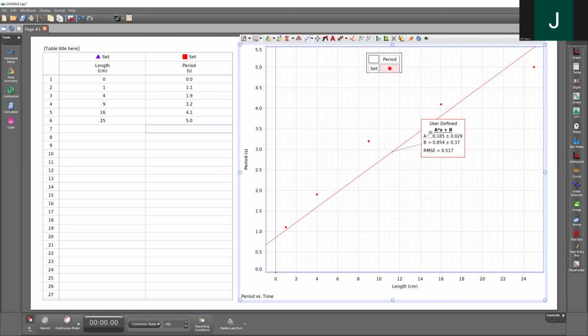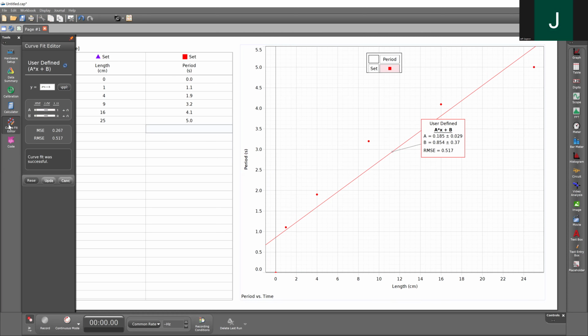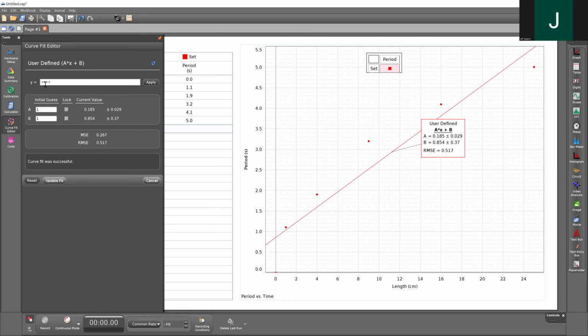By default, it assumes it's a line. So this ax plus b is like mx plus b, right? It's the equation of a line. We need to change that. So to change that, you click on that information. On the left-hand side of your Capstone, it'll bring up this curve fit editor, which I can click on. And I want to change this formula here.